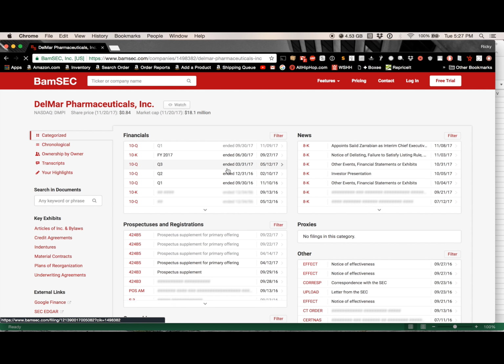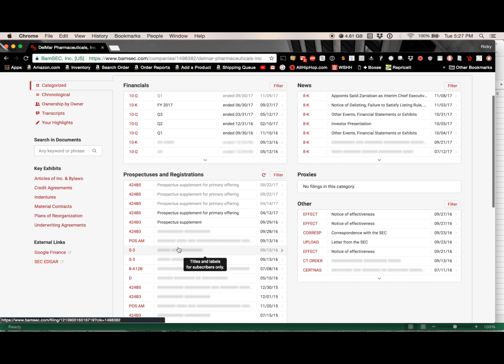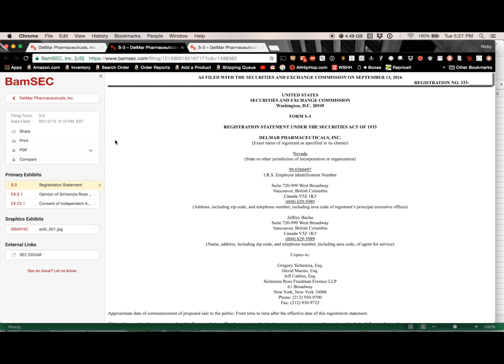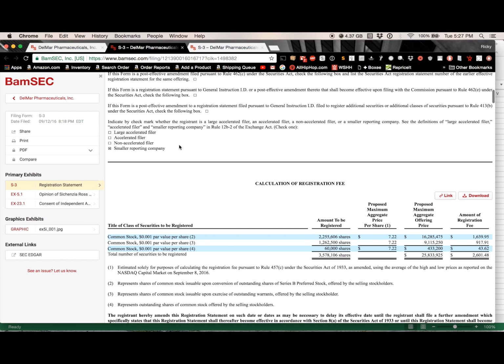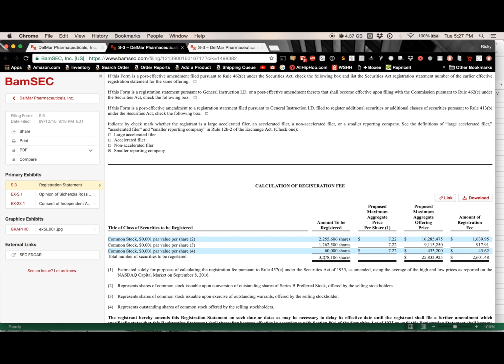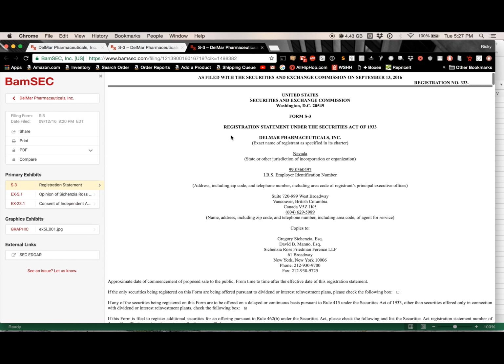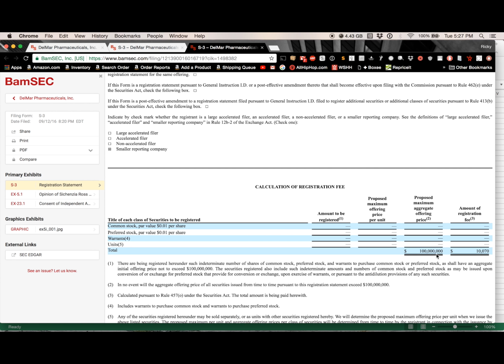I'm also going to show you guys something pretty tricky that they did with their last raise and some of the rules that they tried to sneak by right before their last 10-K came out. So anyway, they had two S-3s filed and effective at the same time. So just to show you guys, this one was for 3.5 million shares, and this one was for $100 million, regardless of how many shares.